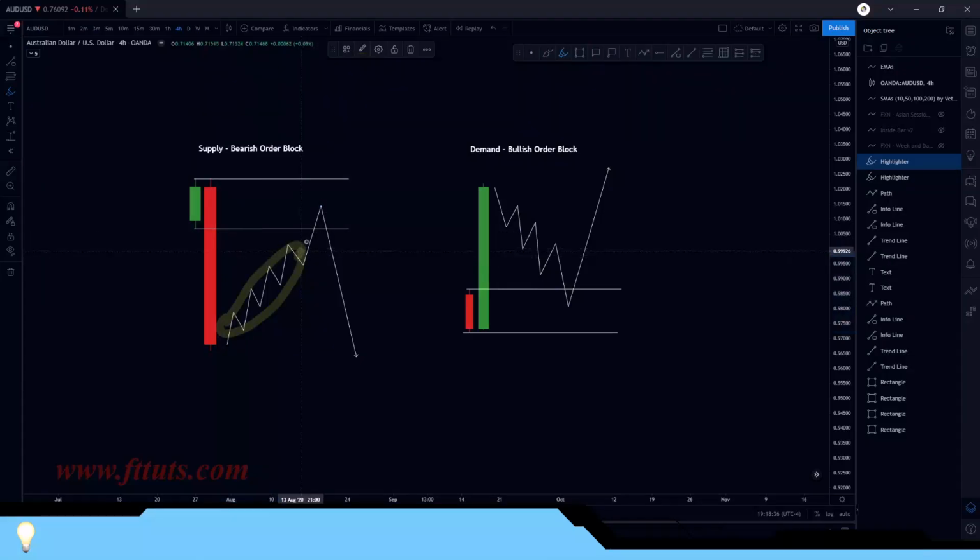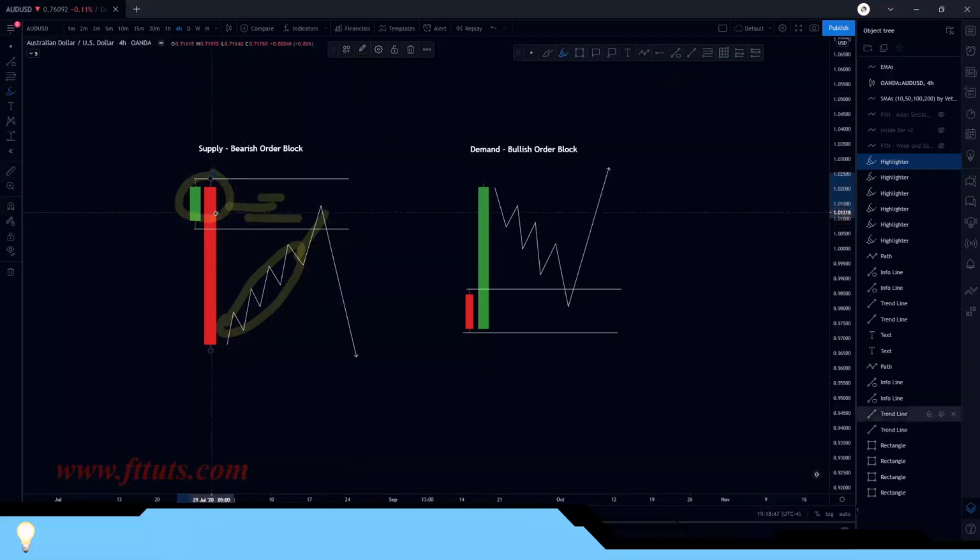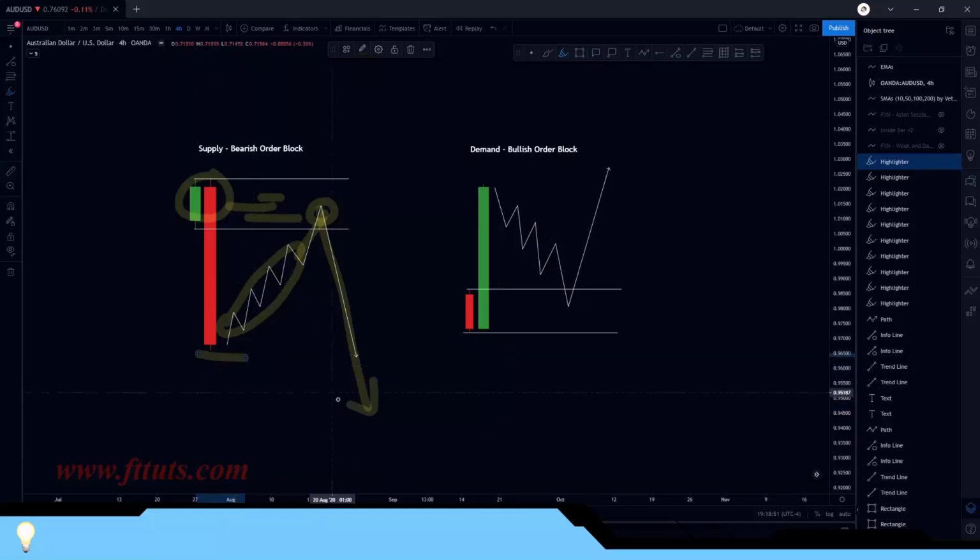And then as soon as it taps into the order block that we have drawn, it fills the remaining pre-existing orders that were left initially, right? It grabs them and then pushes lower to create a lower low in this case.